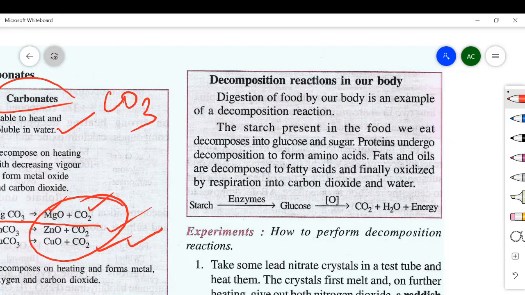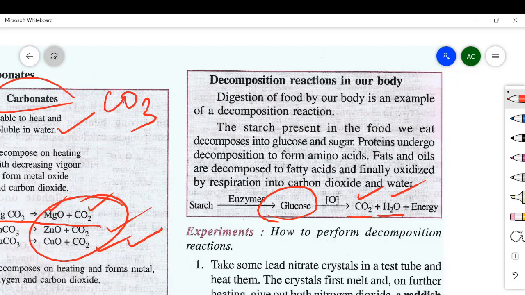Some decomposition reactions happen in our body also. Digestion of food is an example of decomposition reaction, because glucose, a big molecule, breaks down into small molecules, or a single reactant will break down into two products. So this is also a decomposition reaction.